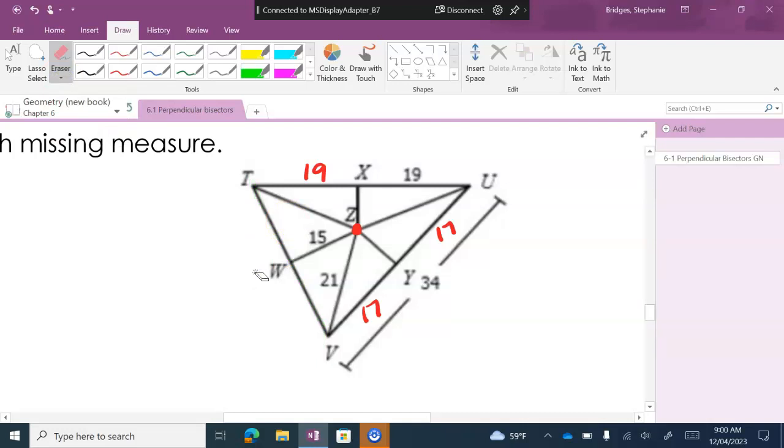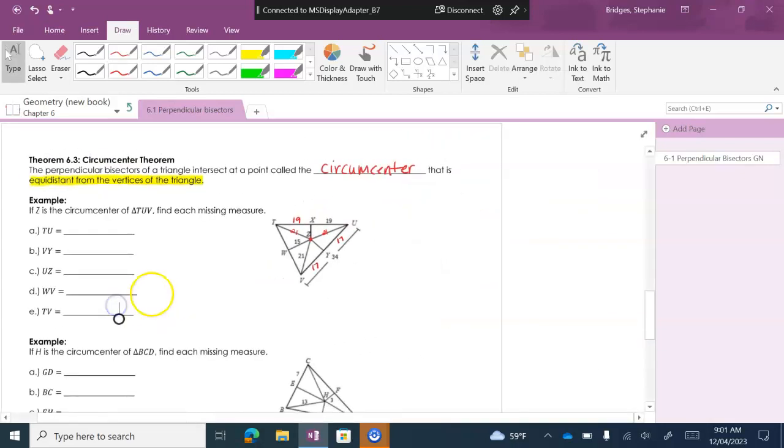Now, I do know that Z is the same distance to U, to T, and to V. Do I know either of those segments? Do I know the length of ZU? Is it given to me? No. Do I know the length of TZ? No. Do I know the length of ZV? Yes, what is it? 21. So that means, guess what ZU is? 21. And guess what TZ is? 21. So far, so good? All right, we're going to pause there, and let's go start answering questions. We're going to answer what we can is what I'm meaning to say.